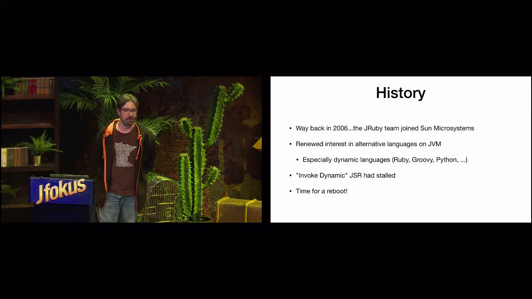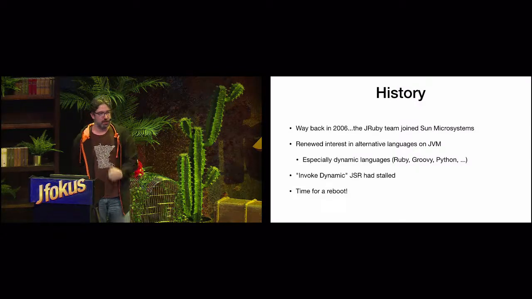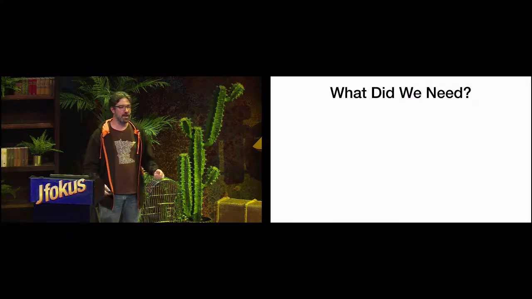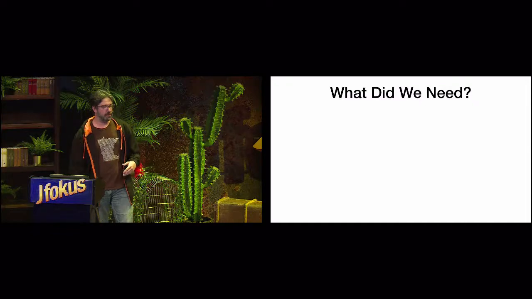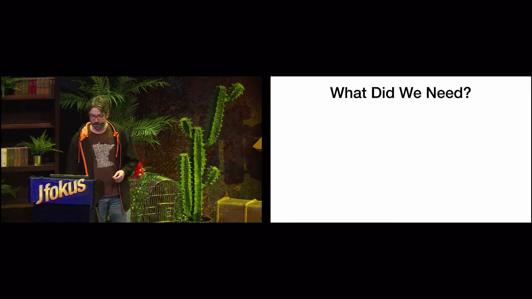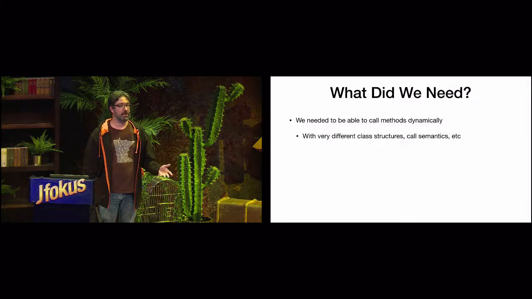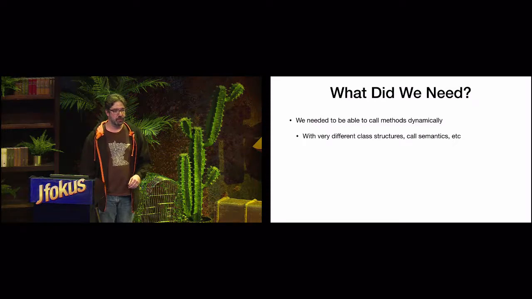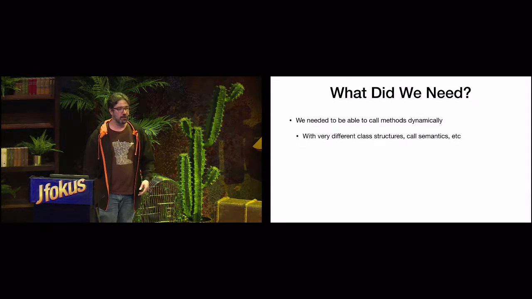Now that the language was starting to be really interesting, we've got something like Ruby on Rails running on the JVM, we wanted to bring better language support to the JVM. So what is it that we needed? And by we, I mean specifically dynamic languages on the JVM, Groovy, JRuby, and so on. Well, we obviously needed to be able to call methods dynamically. We couldn't bind it to a specific signature, specific method like we would in Java code. We had to be able to go look those up in very different sorts of class structures.